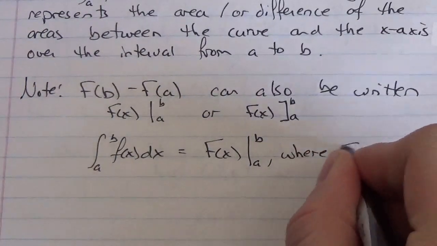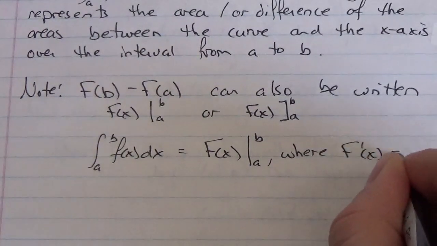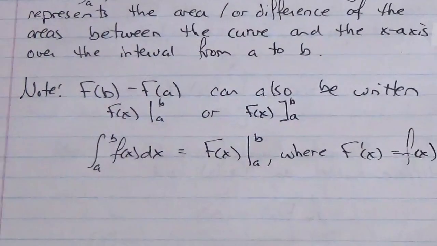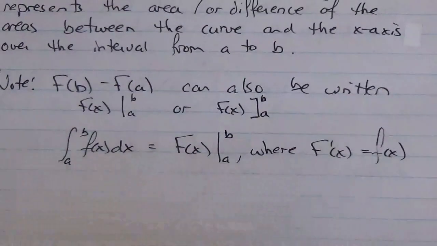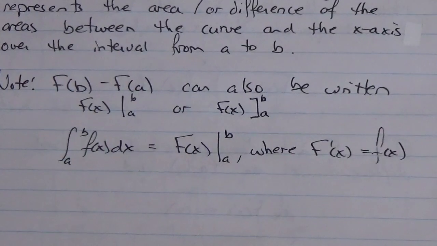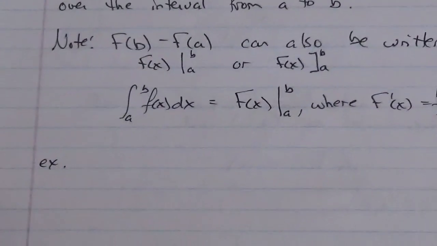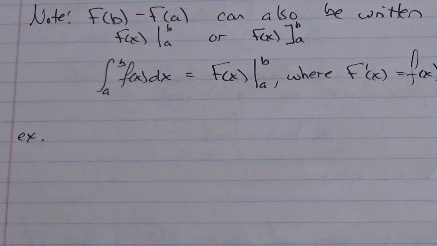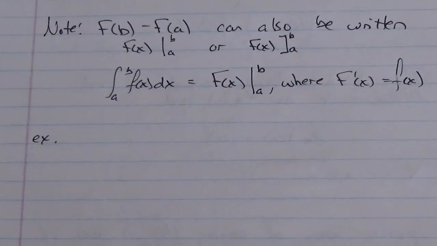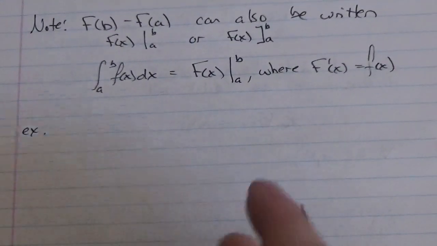Where capital F prime of x is equal to f of x. And again, that's just saying something that you should already be familiar with. Now, let's just take a look at a quick example here. Actually, let me zoom out just a little bit. Okay, let's just take a look at a quick example here.